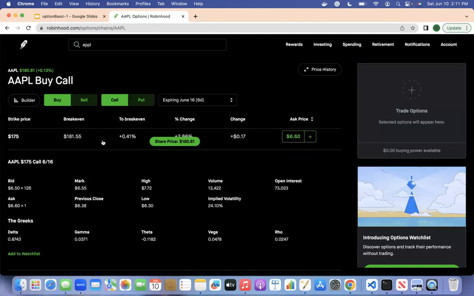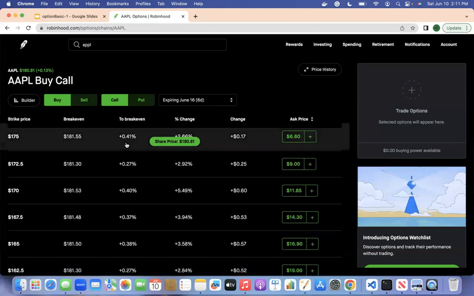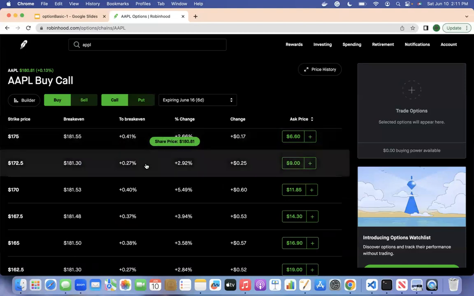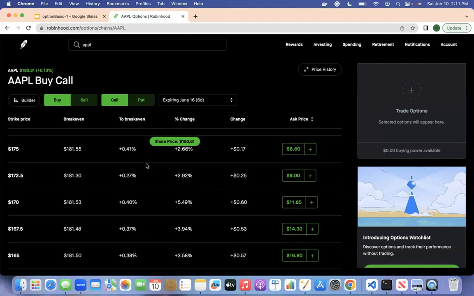This trade is already in profit because you're buying at 175 and the market price is 180, so you're making $500 profit. For that, you're paying $660. So that is not a good trade. But you see how things work for delta versus the strike price and all that, right? So you have to choose the right strike price, right?